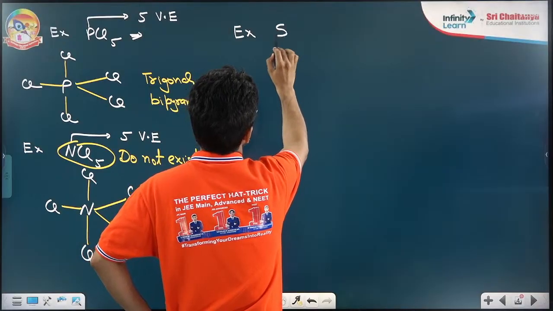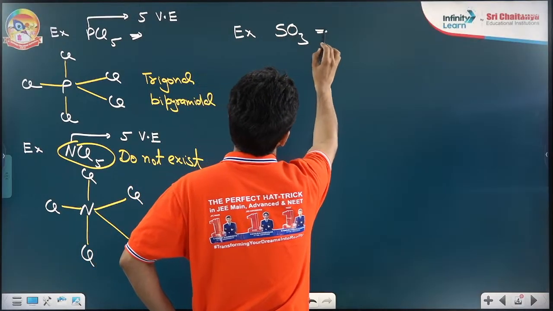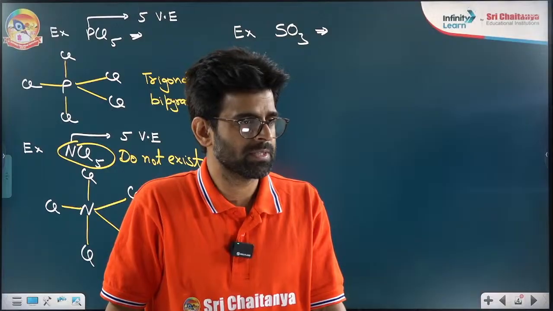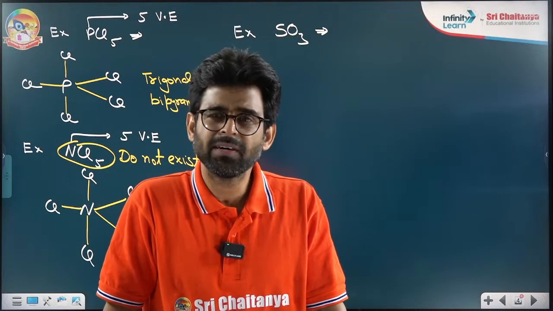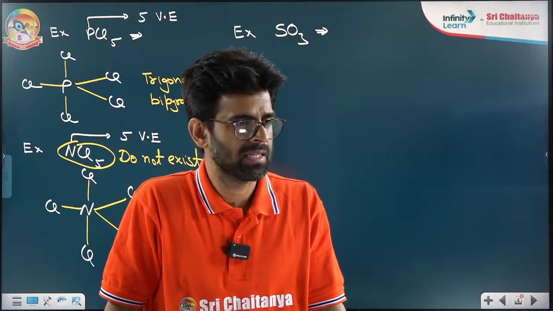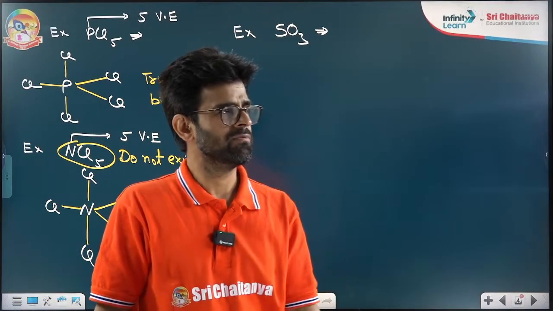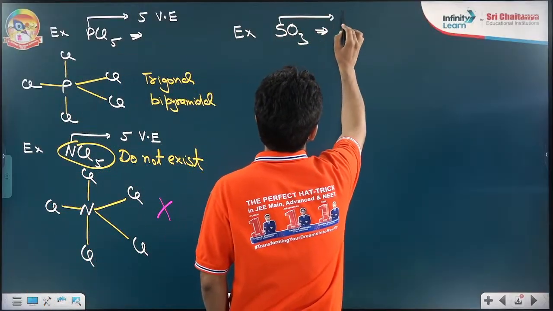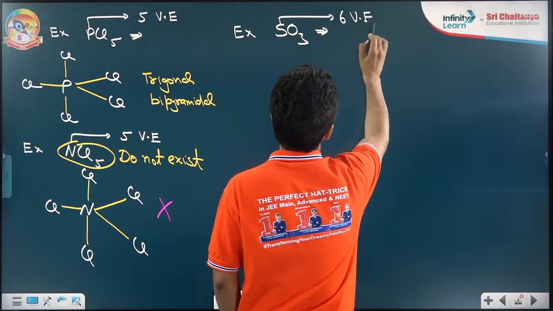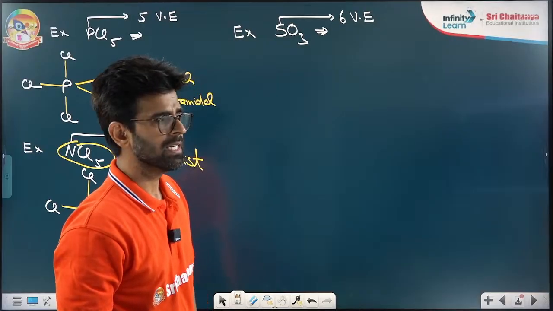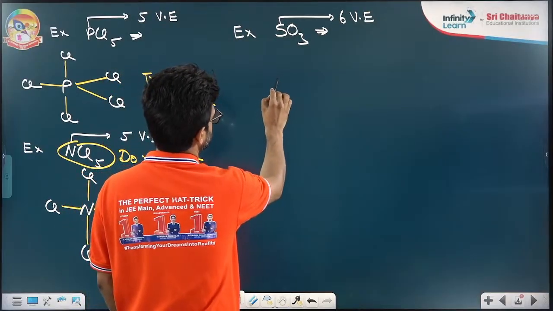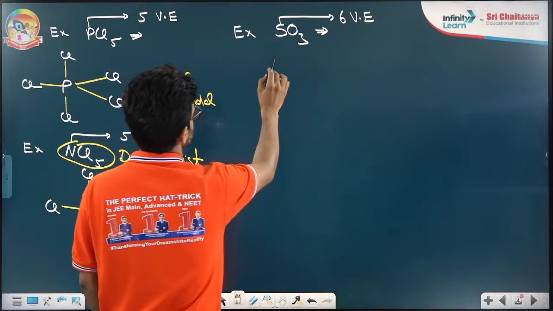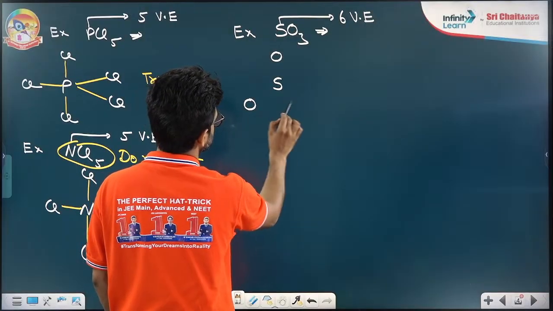Very easy. I am talking about SO3. Sulfur has how many valence electrons? Sulfur has 6 valence electrons, right? Fine. If you see here carefully, I will put sulfur as the central element. And now I am putting oxygen here, oxygen here, oxygen here, right?